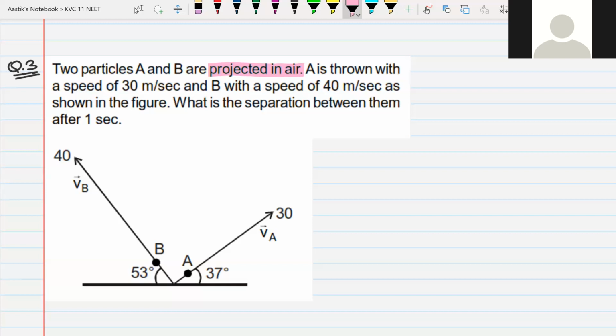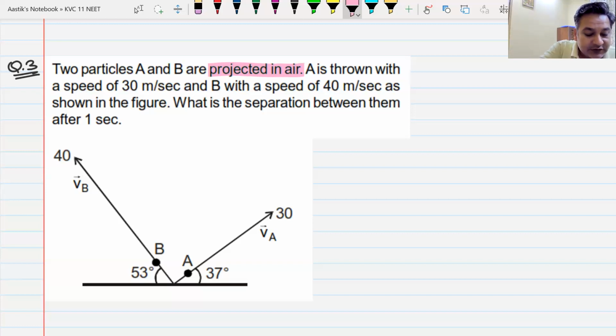Sir, answer 50. Answer is 50. That is correct. How did you get it? Answer is correct. 50 is correct. Yes. Tell me, how did you get it? Magnitude, sir. 30 square plus 40 square. No, but how did you get 30 square plus 40 square? That is what I want to ask.